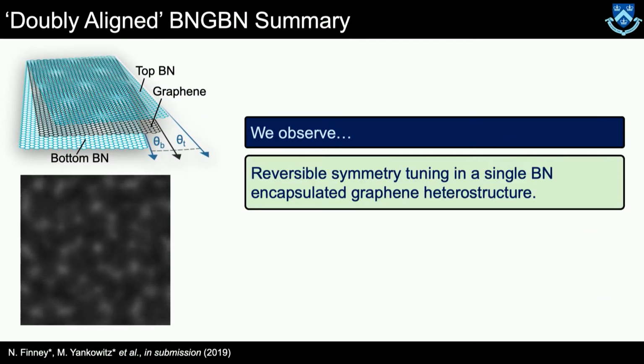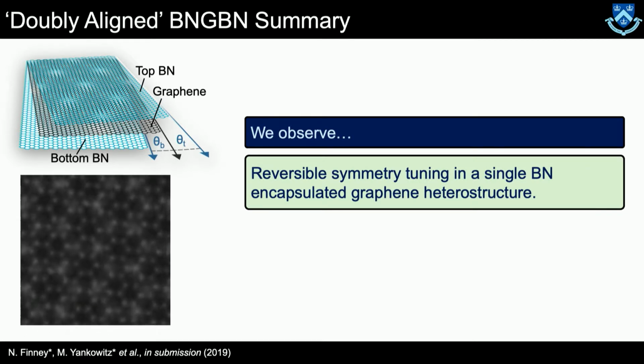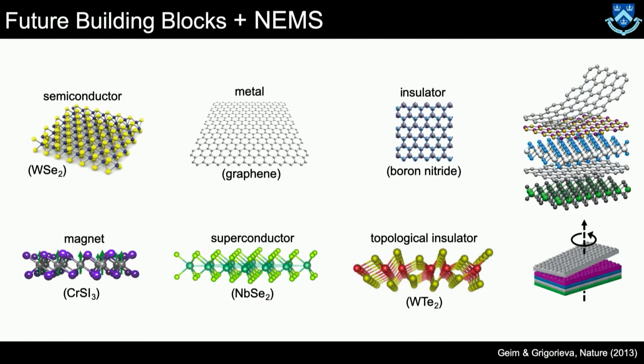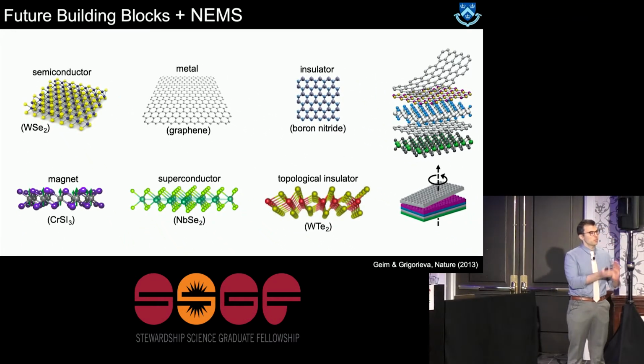OK, so in summary, we've achieved reversible symmetry tuning in BN-encapsulated graphene heterostructures. And we observed these emergent features of multiple coexisting moire patterns. Looking to the future, the whole story is not just graphene and boron nitride. Obviously, there are many other species of 2D materials that we could put in combination with each other to try to exploit symmetry tuning specifically.